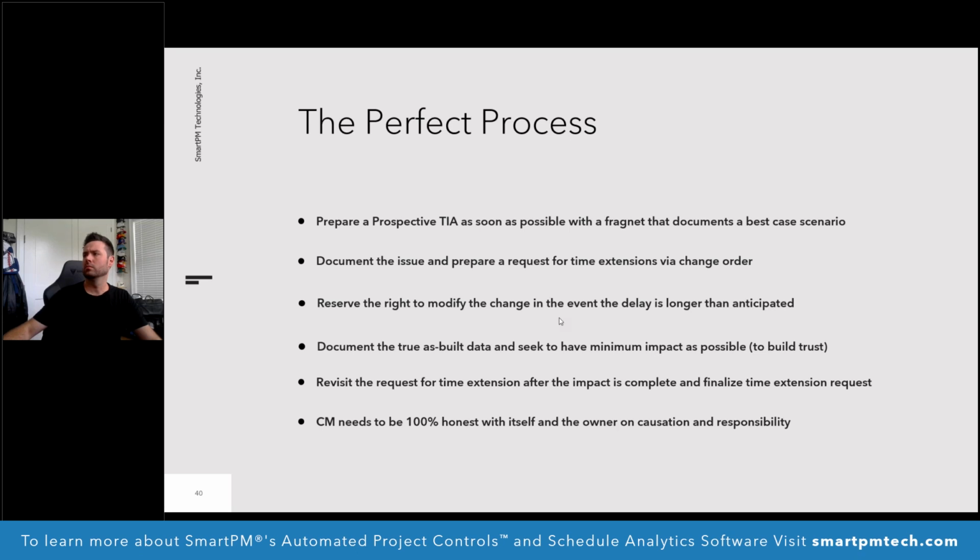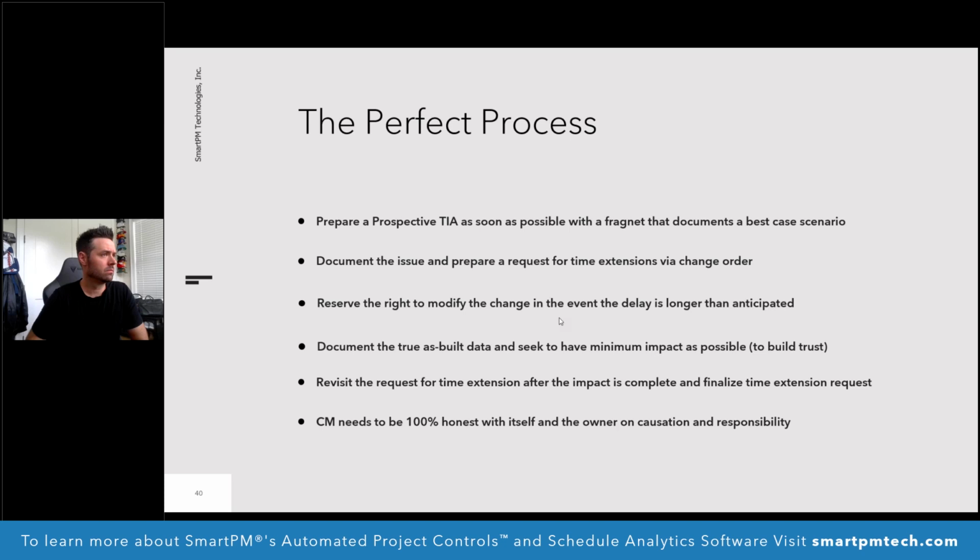You want to be playing on the same team. You want to be honest with yourself. You want to be honest with them. But that's where you're going to get them to reserve the right. So I don't know how this is going to go, but I promise you I'll be tracking it very closely. Document that true as-built data and study it retrospectively afterwards, and then revisit that time extension. And if necessary, prove out why did it take longer than planned, and how is that not my fault?